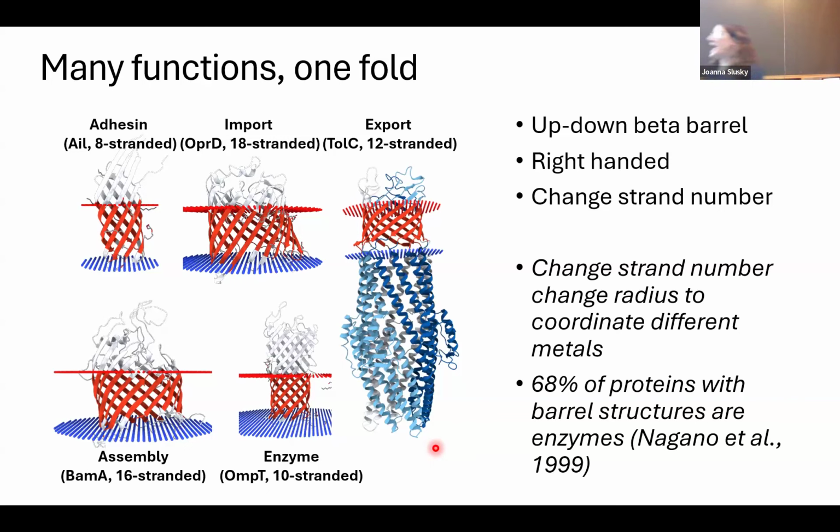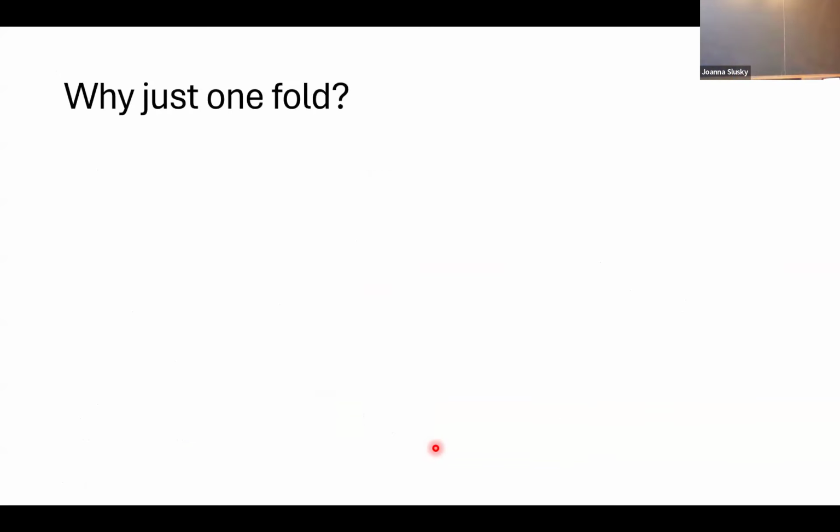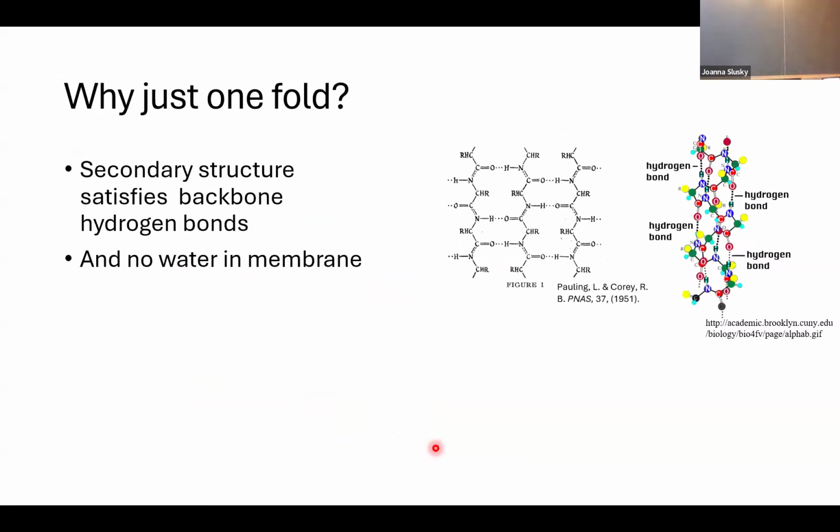And having only one fold for so many functions brings up why questions and how questions. And I'll talk just a little bit about why there is only one fold. This is something I can have a more extensive conversation about afterwards if you want to ask questions. But for the purpose of this talk, look, secondary structure, alpha helices and beta sheets, fundamentally is repeatedly satisfying backbone hydrogen bonding. And in a membrane, it's really important to satisfy that hydrogen bonding because in solution, your other option is water, but there's no water in the membrane. So when you want to repeatedly satisfy hydrogen bonding, you're going to have secondary structure.